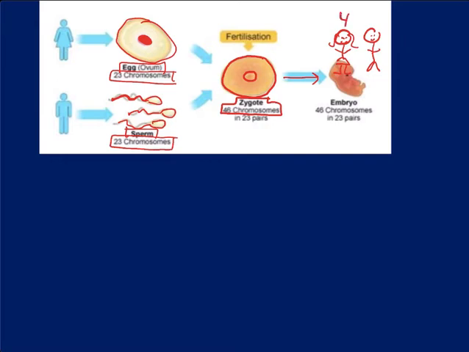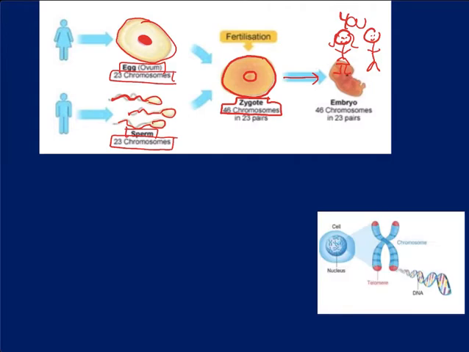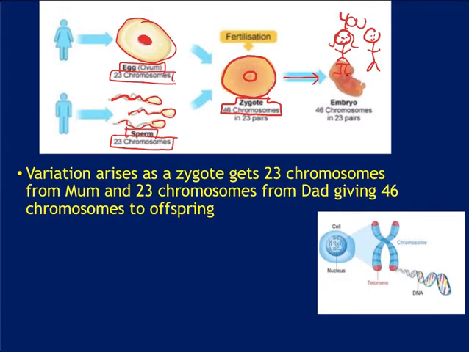Okay, so eventually that's going to make you, and you come with 46 chromosomes. So we call it variation in genetics, and all that means is just differences. But variations, because a zygote gets 23 chromosomes from mum and 23 chromosomes from dad, and we get 46 chromosomes in the offspring. Now, the 23 chromosomes you got from your mum are very different to the 23 chromosomes your mum gave to any siblings you may have, and similarly with your dad. So that's another reason for this thing called variation.